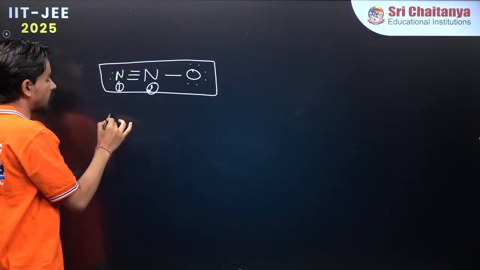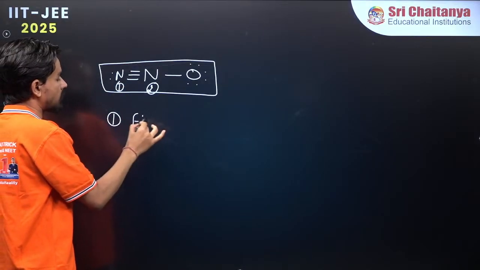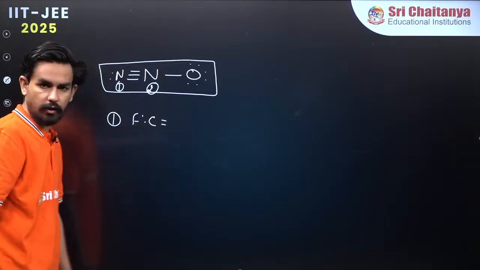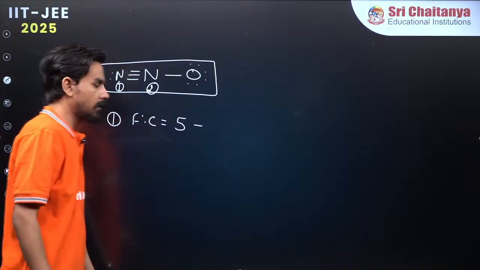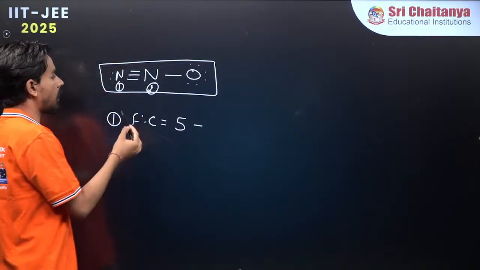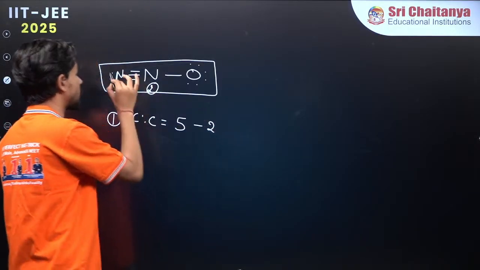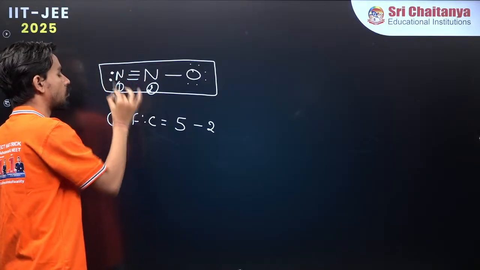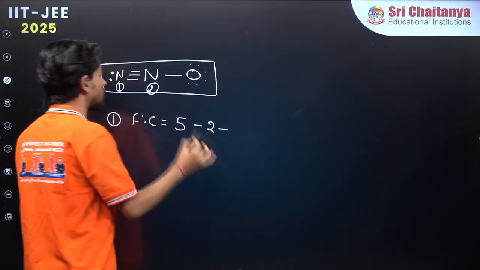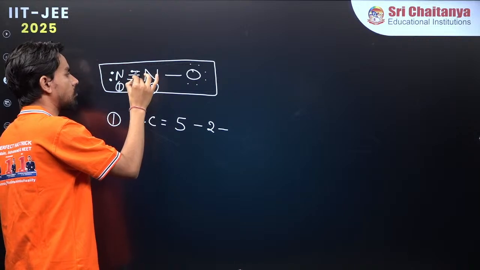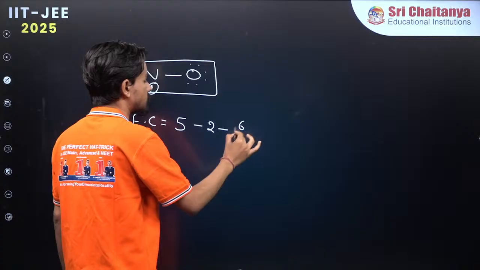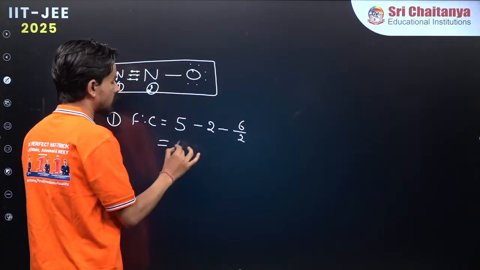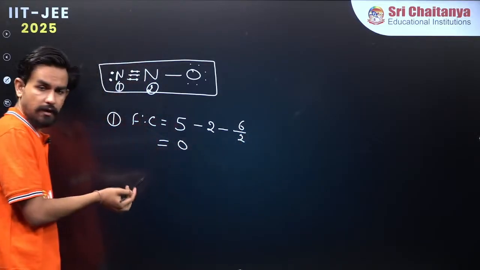In case of nitrogen number 1, formal charge is equal to valence electrons of nitrogen, that is 5, okay. Apart from that, minus how many are unshared? 2 are unshared, minus shared by 2, 1 2 3 4 5 6, that is 6 by 2. So how much? It is 0, I think. If you solve it, it will come 0.